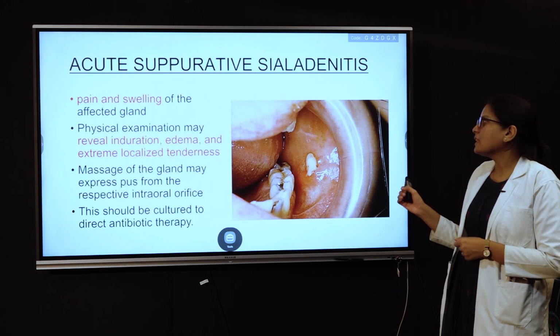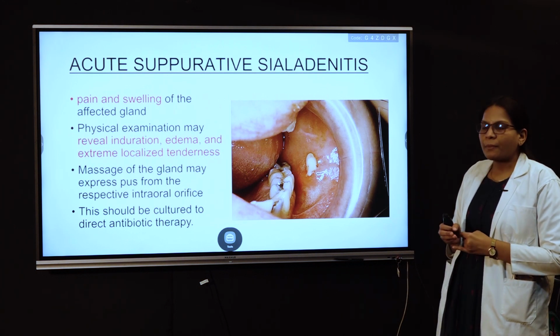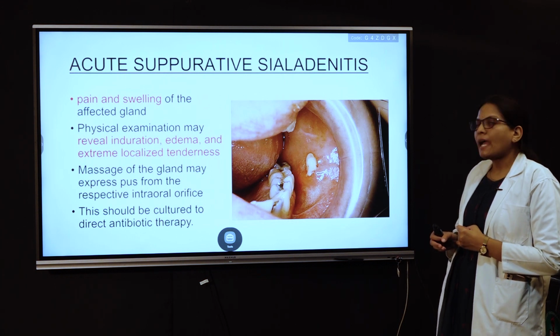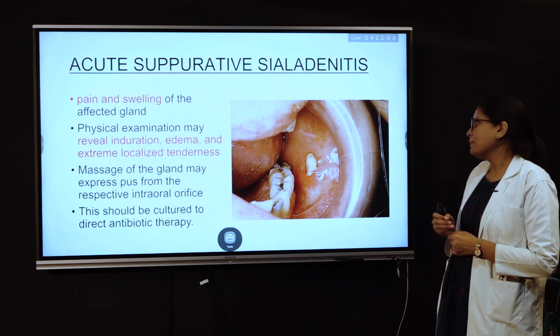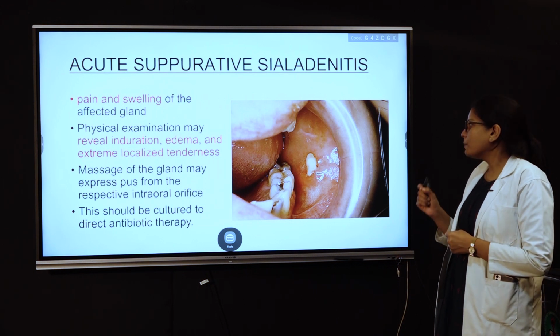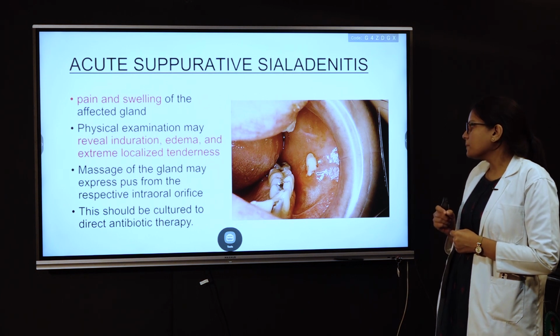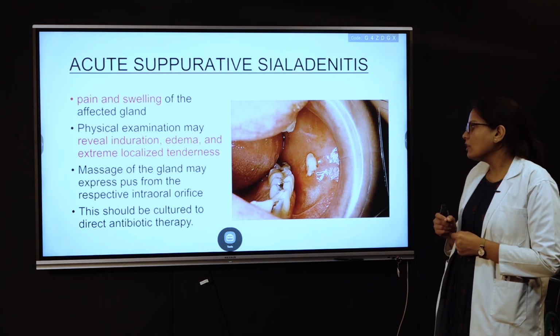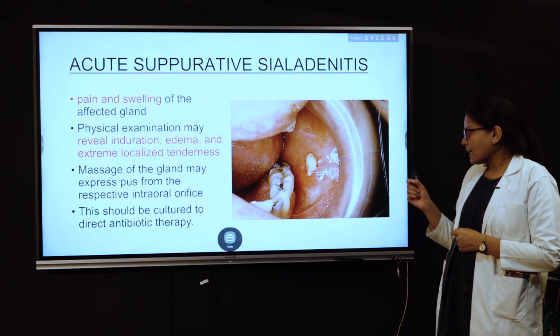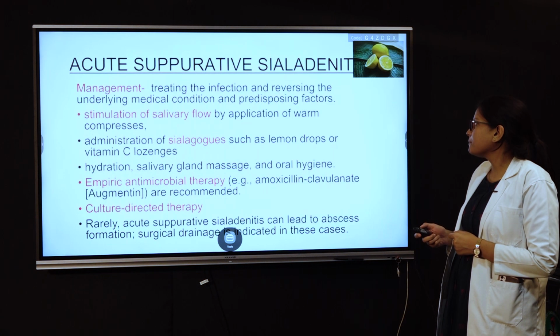So clinically, when the patient presents to us with acute suppurative sialadenitis, he can give a history of pain and swelling of the affected gland, and when you examine the patient clinically, he may reveal induration, edema and extreme localized tenderness at the opening of a concerned salivary gland duct, and the massage of the gland may express pus from the respective intraoral orifice, and the pus thus extracted should be sent to culture for direct antibiotic therapy.